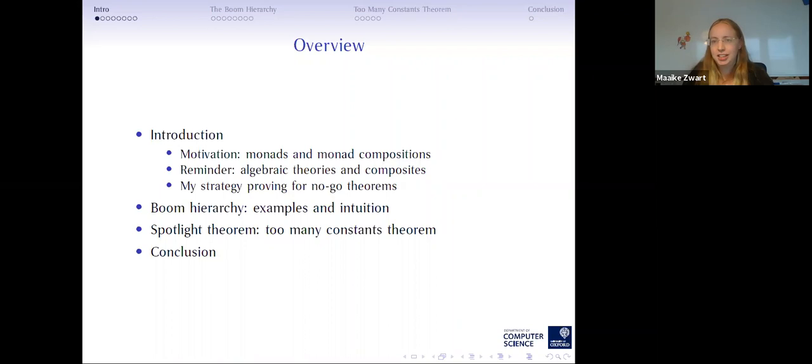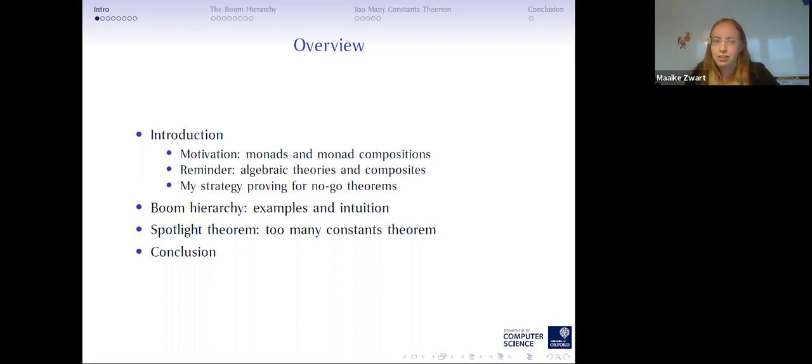I'll start by quickly reminding you what a monad is and how monad compositions work. And since most of my theory comes from the algebra side of monads, I'll also quickly remind you how algebra and monads are connected and what compositions of algebras are. I'll continue by giving you a bird's eye view of how I prove my no-go theorems. Those are the theorems that prove when distributive laws do not work.